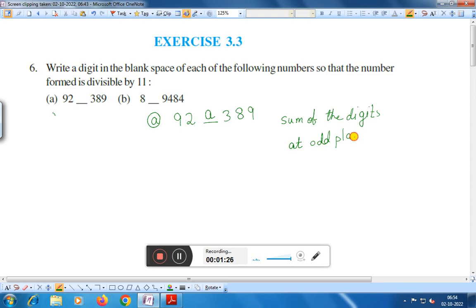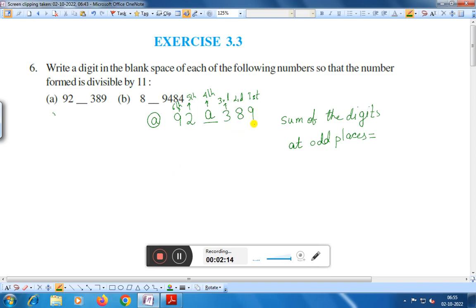Here it is the odd place. This is the first place, this is the second, this is the third, this is the fourth place, this is the fifth place, and this is the sixth place. Right? Now we will find the sum of the digits at odd places.